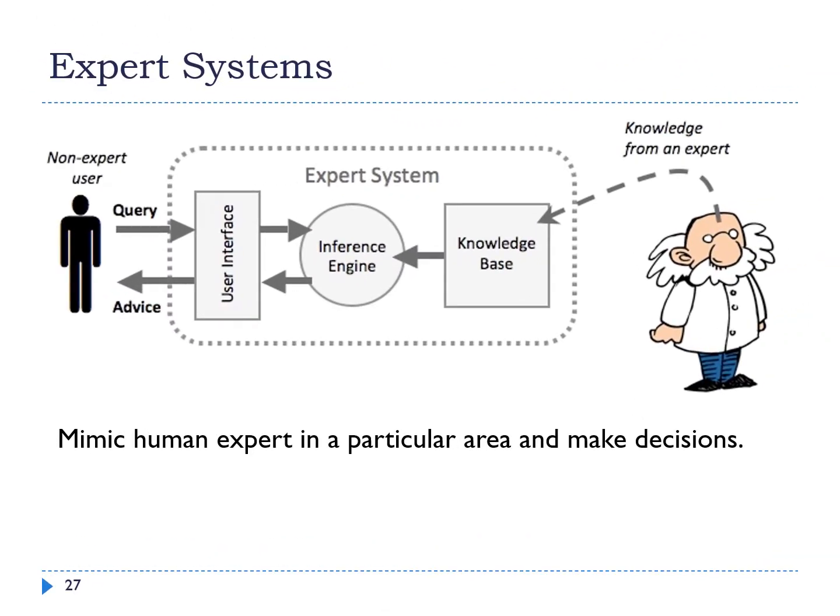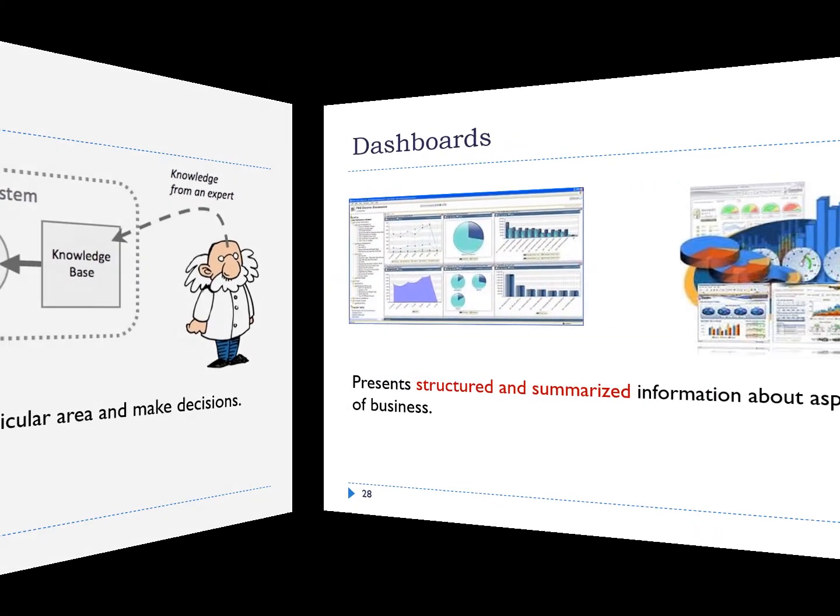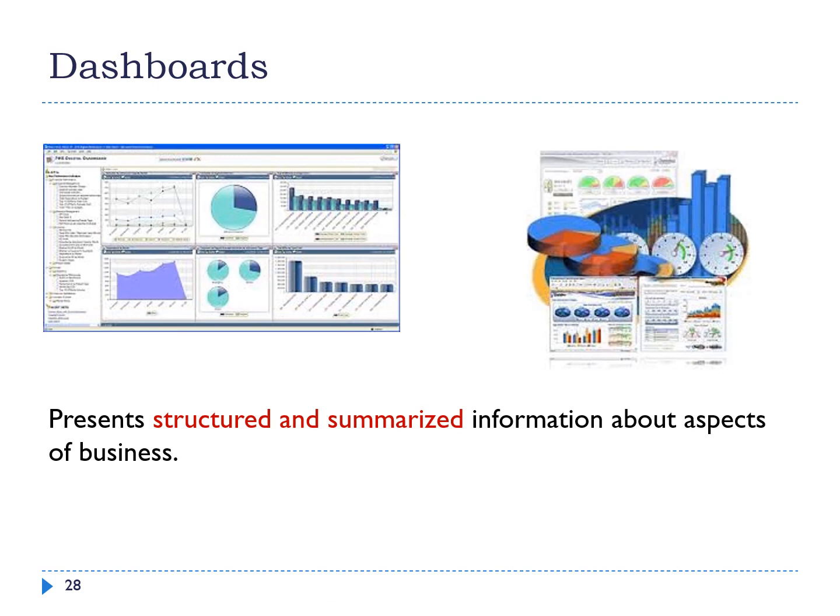Expert systems attempt to duplicate the work of human experts and solve complex issues by applying knowledge and expertise within a specific domain. Dashboards present structured and summarized information about aspects of business, which is important to executives.